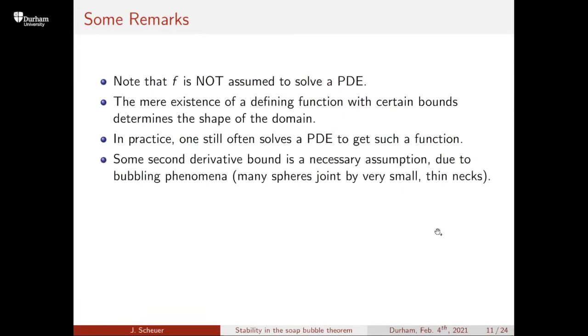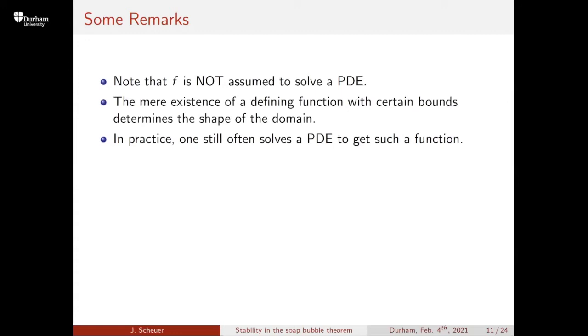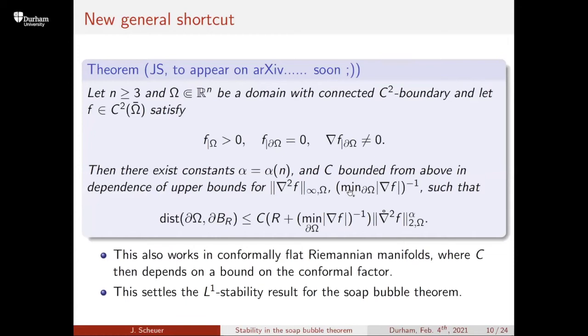Some comments about this derivative bound. I have already justified the bounds on the gradient here. Just to control the level set, you need a gradient bound. But the second derivative bound is important because there are counterexamples if you relax this. For example, you can have bubbling of hypersurfaces. By bubbling, I mean take two big spheres and join them by a very thin neck. Then you have a small L1 curvature compared to a constant, but of course you're not close to a sphere. And of course you have very big curvature in this neck region.